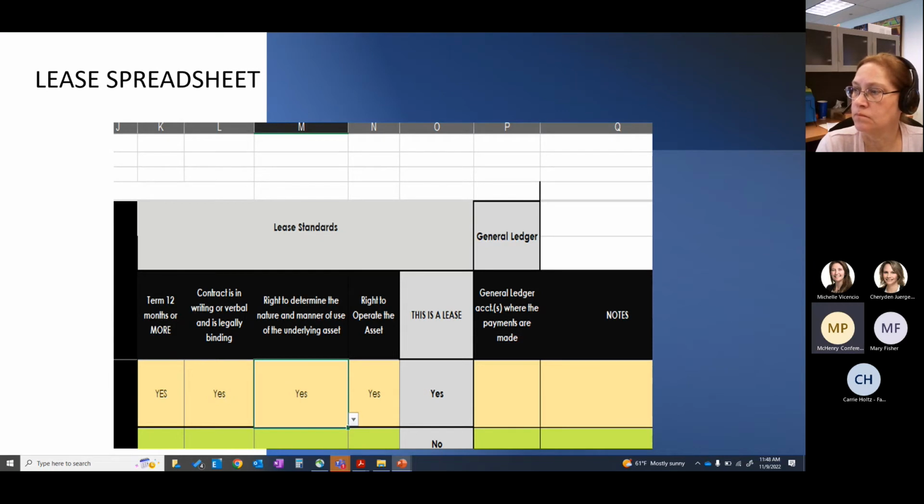And then the last part of this spreadsheet is just listing the journal entry, or I'm sorry, the general ledger account where you typically make those payments, just so that we know where to look as we're testing that and determining the journal entries for that.